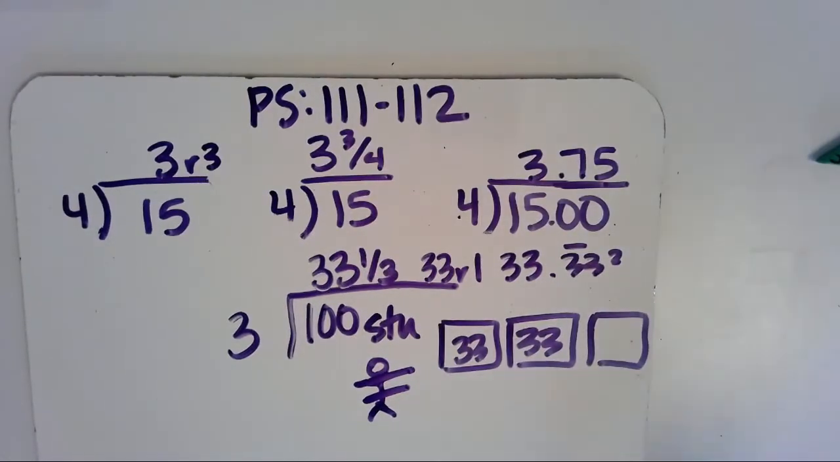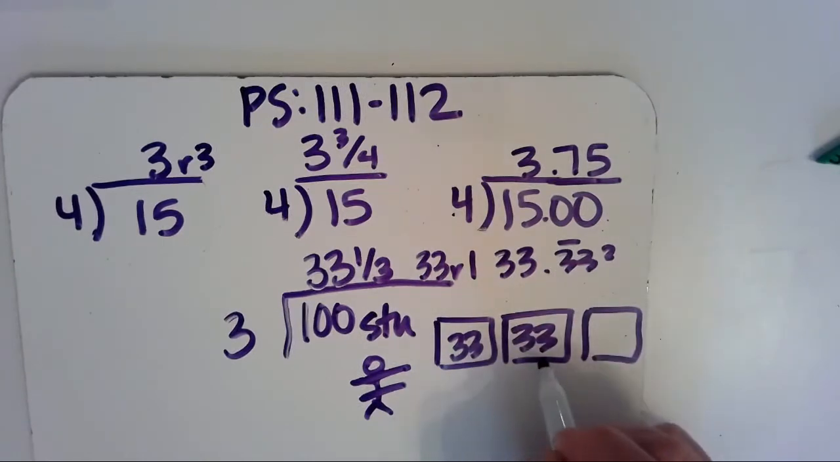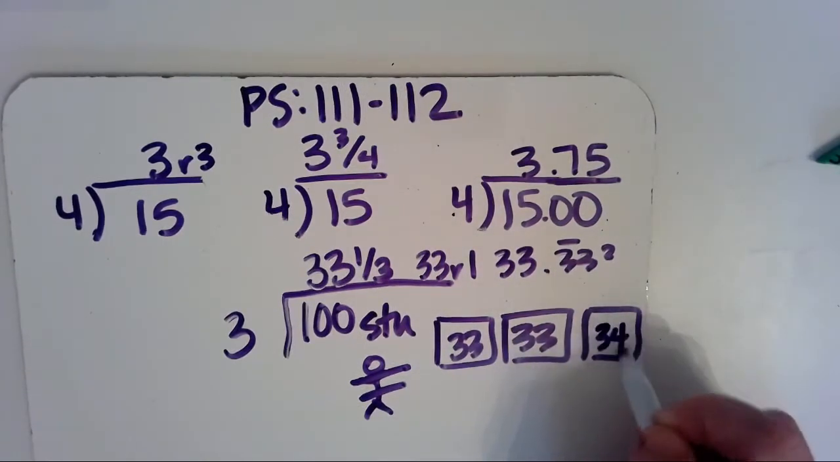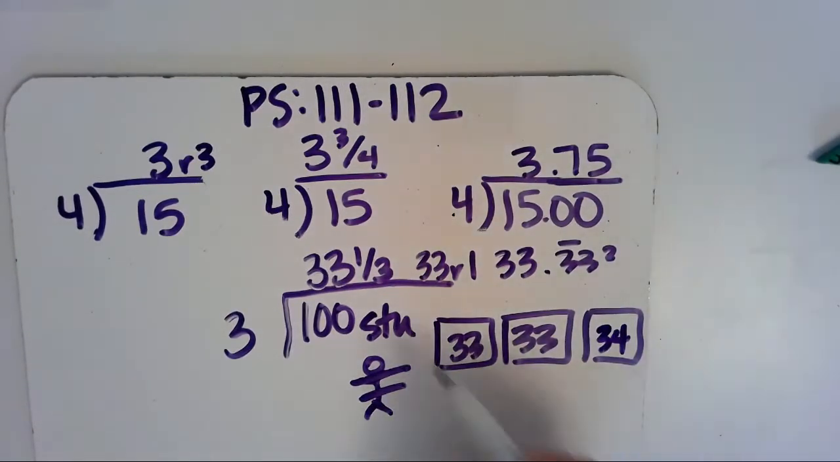So we would put 33 in one room, 33 in one room, and 34 in another room to equal 100.